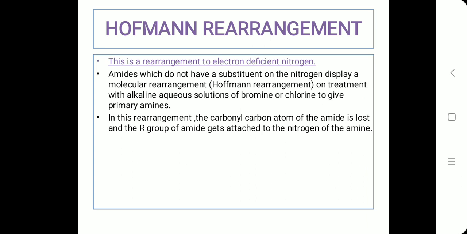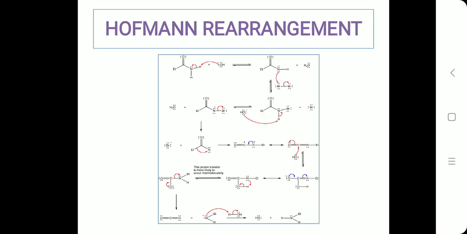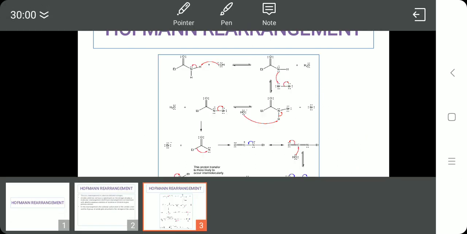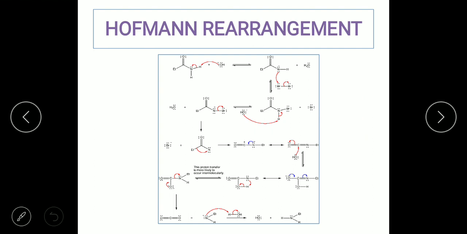In this rearrangement, the carbonyl carbon atom of the amide is lost and the R group of the amide gets attached to the nitrogen of the amine. So let us see the rearrangement. Hofmann rearrangement is nothing but the conversion or rearrangement of an amide to an amine.